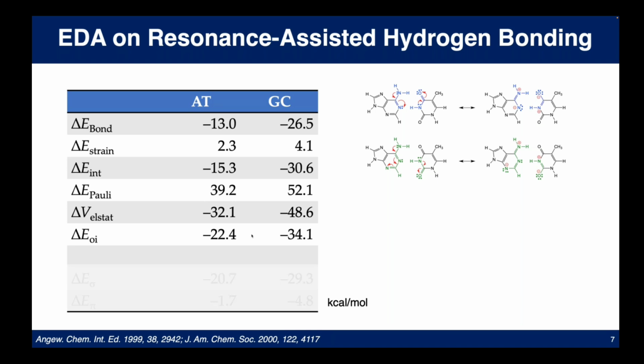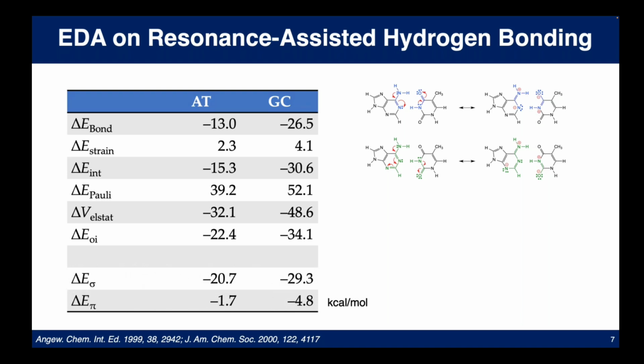And what is very important to notice here is that these hydrogen bonds are not only electrostatic interaction. There is a large component of orbital interaction: minus 22.4 for AT and minus 34.1 for guanine-cytosine, in kcal per mole. So we then decompose this into two terms, sigma electrons and pi electrons.